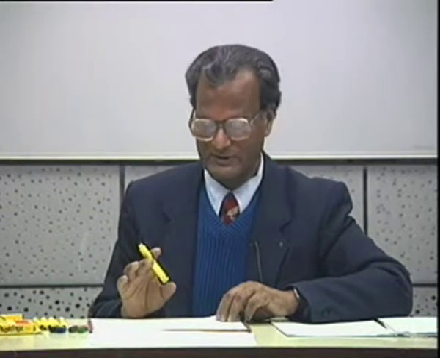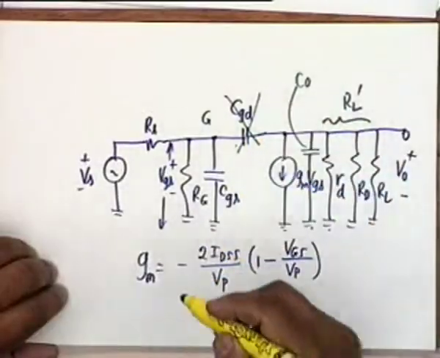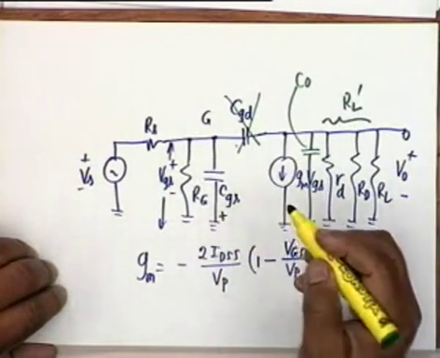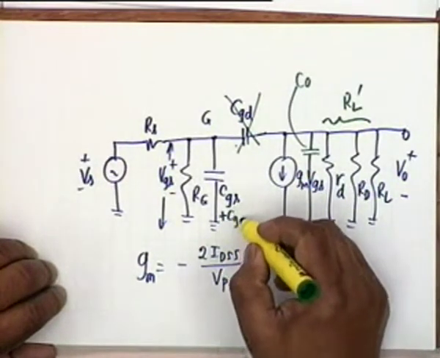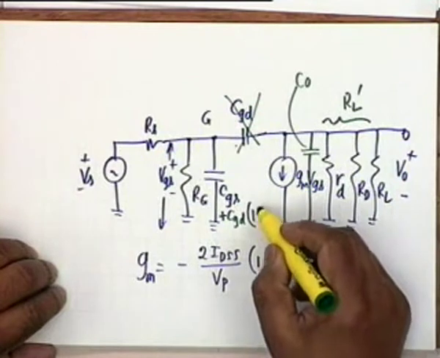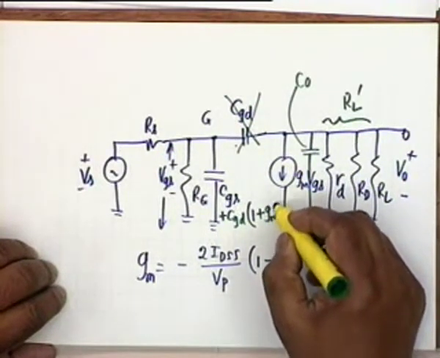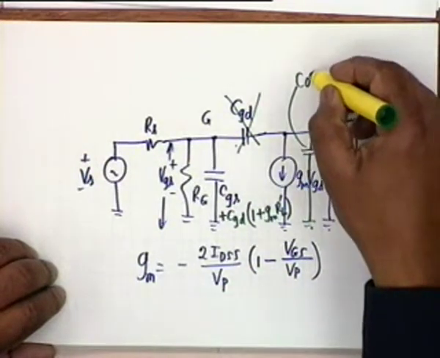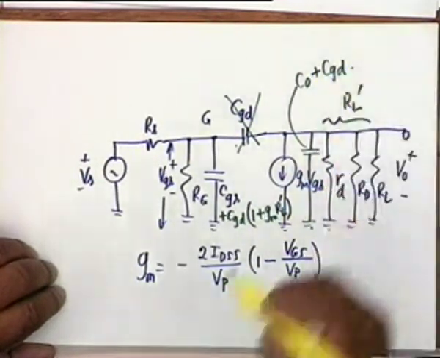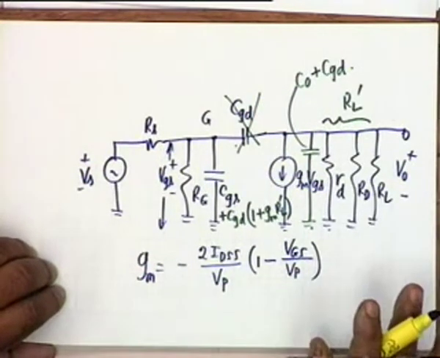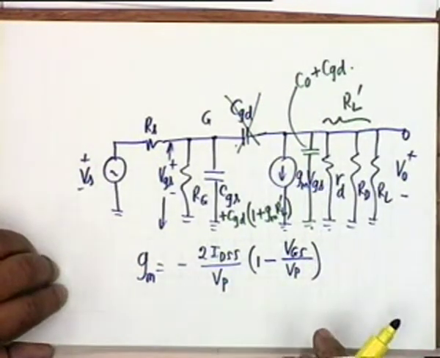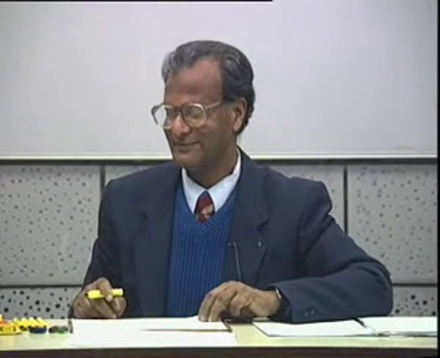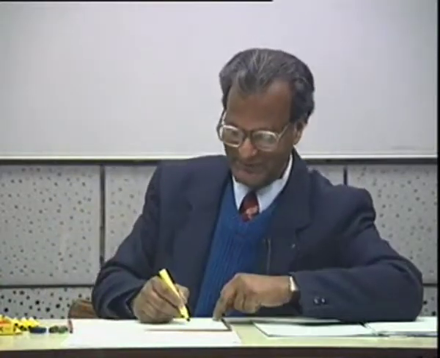have to write two node equations. If I want to avoid this, then all I have to do is add to CGS as CGD multiplied by 1 plus GMRL prime, and to C0 I have to add CGD. Okay, this is the Miller effect equivalent circuit. You want me to draw this more neatly? Yes, sir. Okay, whatever you want.